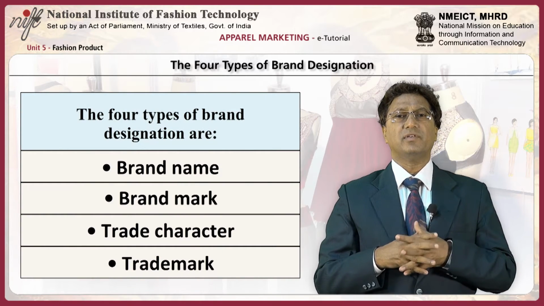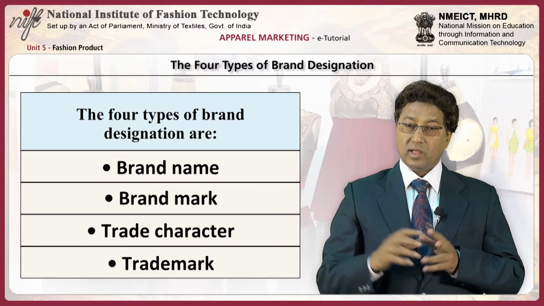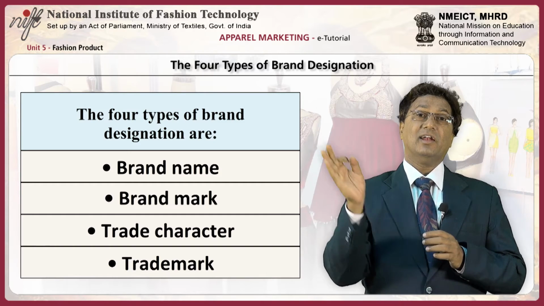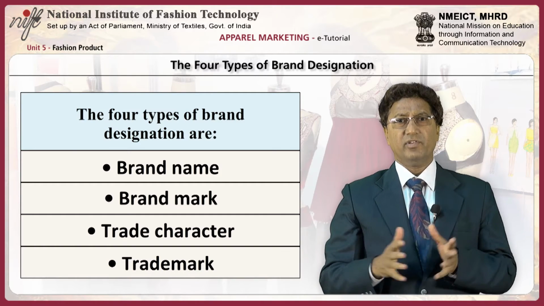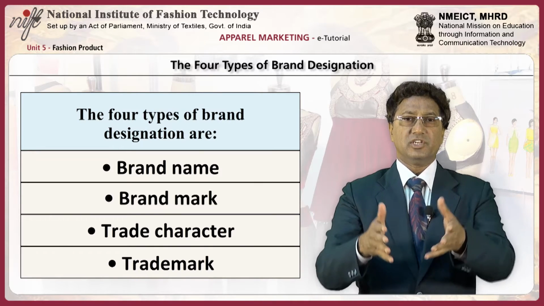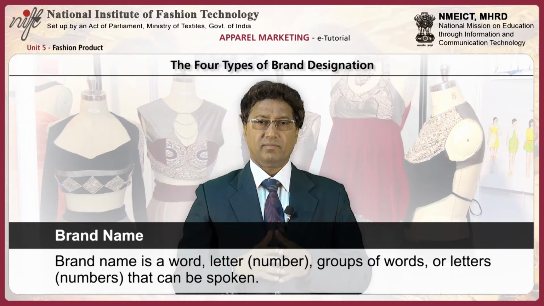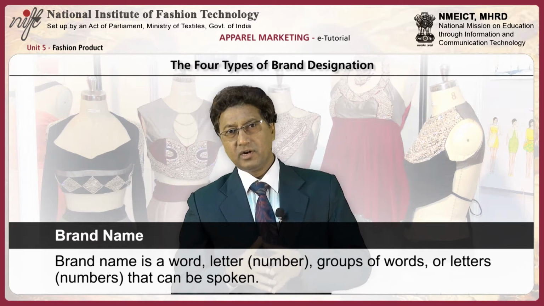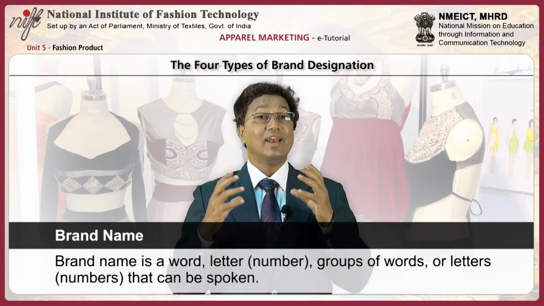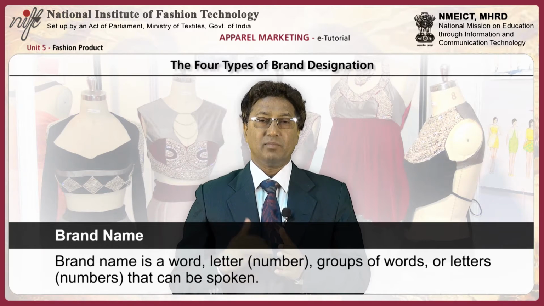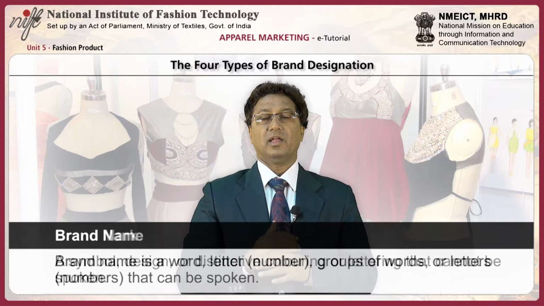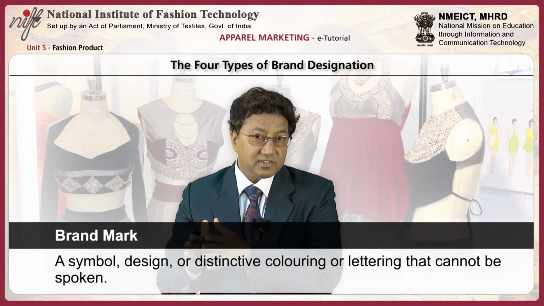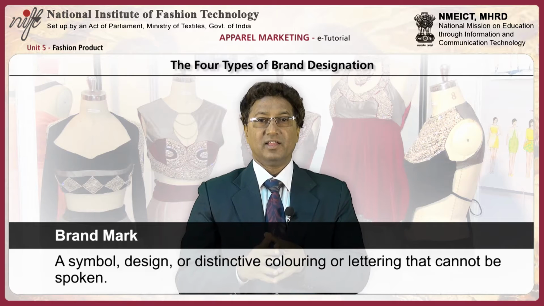The four types of brand designation are brand name, brand mark, trade character and trademark. We will review and learn more about these now. What is a brand name? A brand name is a word, letter, number, or group of words or letters or numbers, that can be spoken. A brand mark is a symbol, design or distinctive coloring or lettering that cannot be spoken.